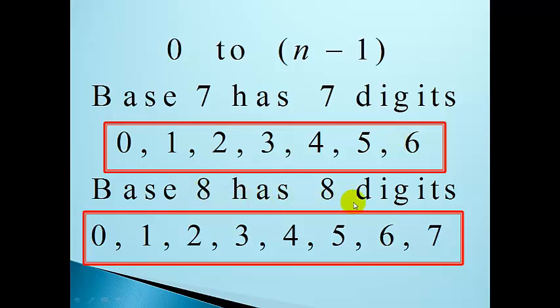Now base 8 has 8 digits, starting from 0 to n minus 1. That is 7. So we have 0, 1, 2, 3, 4, 5, 6, 7.